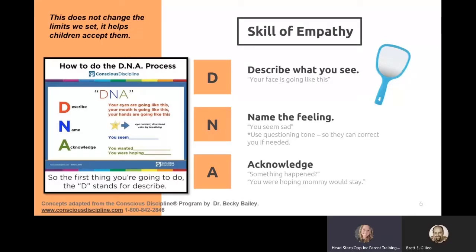So this is a tool that you can use. And just like everything else that we've been talking about, it's good to work on one thing at a time, and maybe this is your thing for the week that you want to work on.